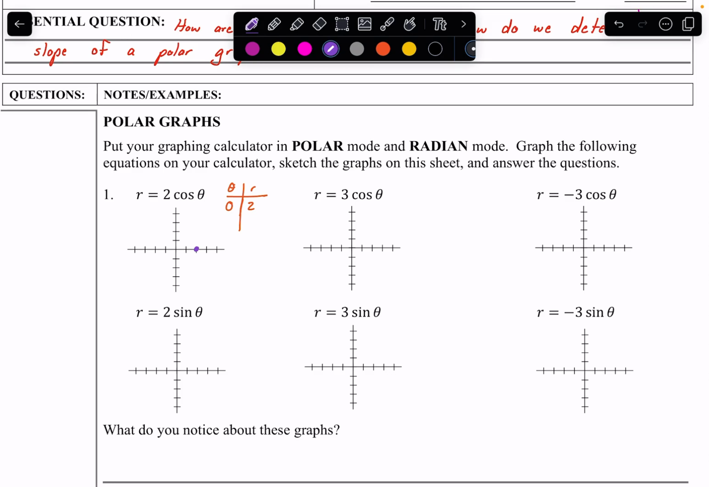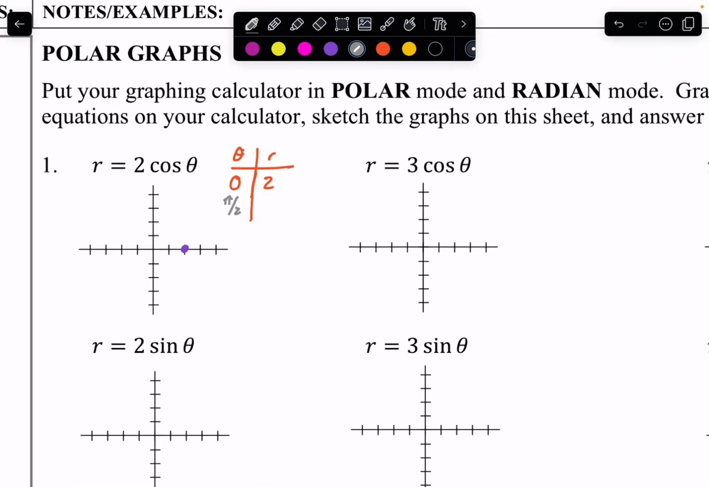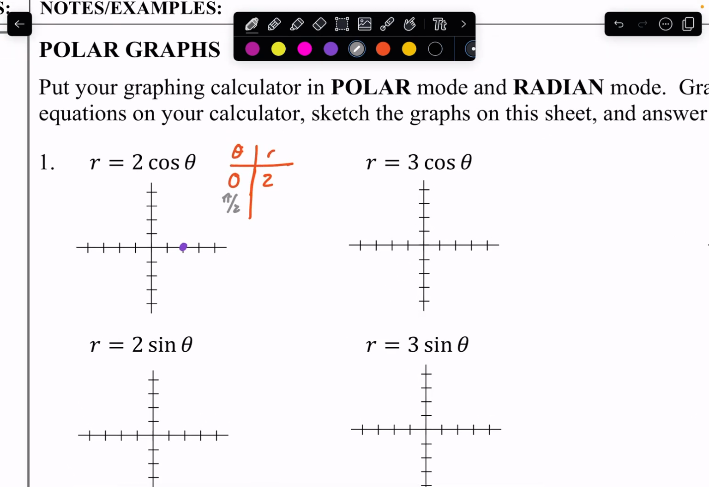Then I could also plug in a pi over 2. I could do pi over 4 and such, but we kind of stick with the quadrantal angles a little bit. So if I do a pi over 2, well, now cosine of pi over 2 is just 0. So now I'm going to have 0, so that's kind of interesting. So I've got a point there.